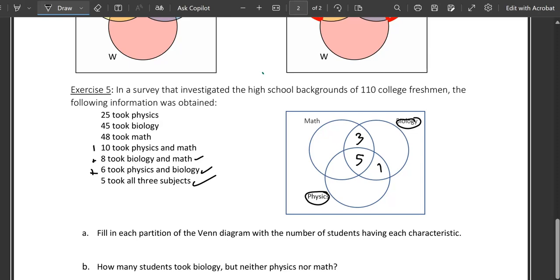And then our next one there is 10. 10 took physics and math. So here's my math. Here's my physics. We already got 5 that's overlapping, so we have another 5 right there.